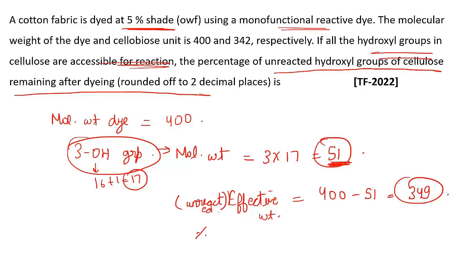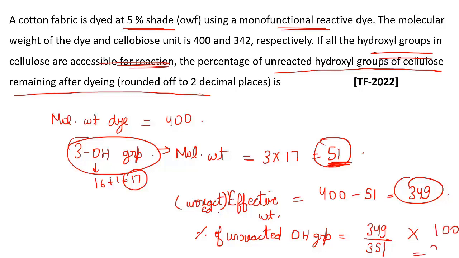So the percentage of unreacted OH groups will come out to be 349, the weight, upon the total weight of 351, into 100. It will come out to be 99.4%. So this is the answer. In two decimal places, it is 99.40.